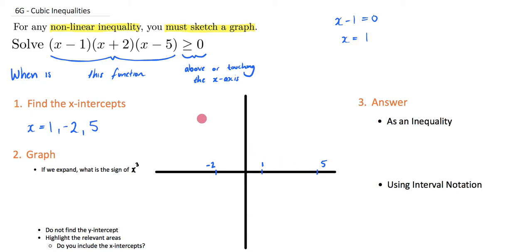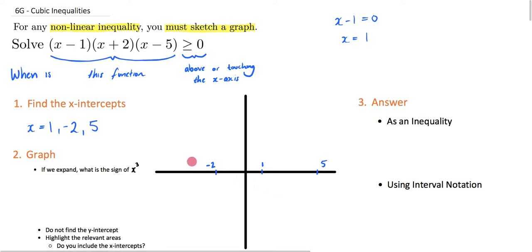Now I'm going to graph it, but I have a question to ask. There are 2 ways I could graph it. I know it's a cubic, so I know the general shape of it, but I could graph it like this, go up, then down, then up. Or I could graph it like this, I could go down, then up, then down. Well, which one is it?